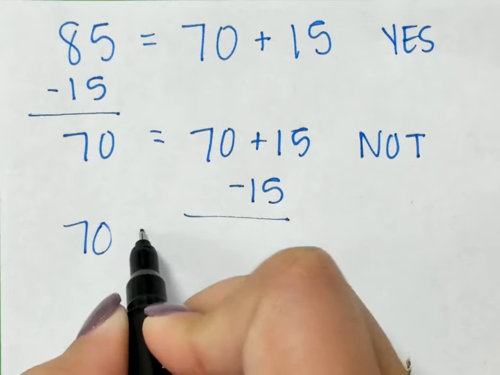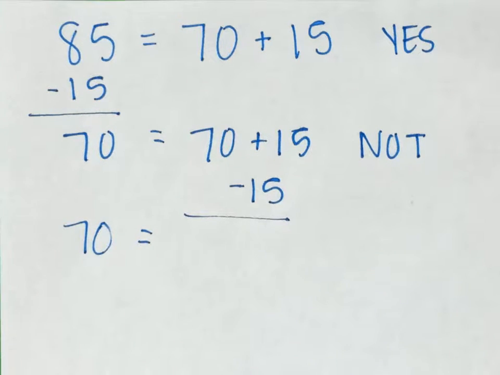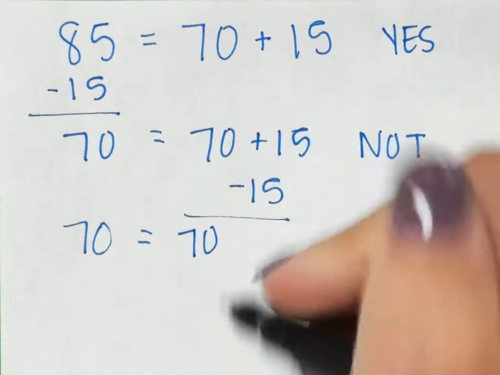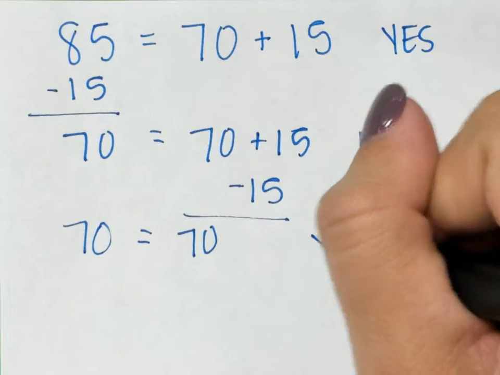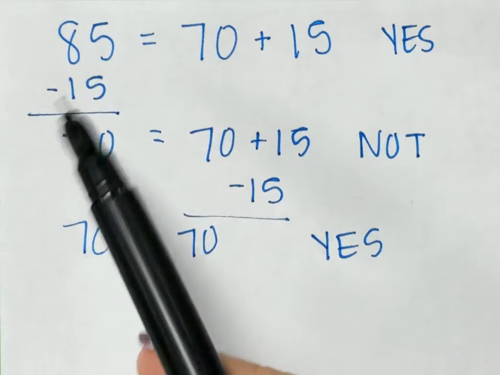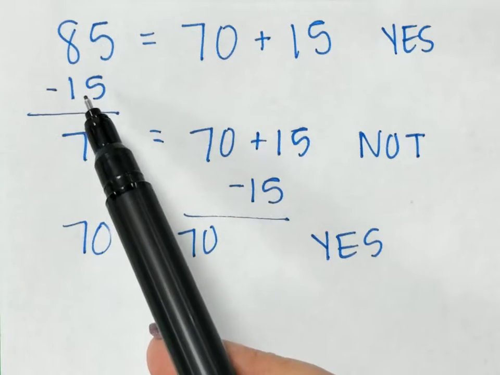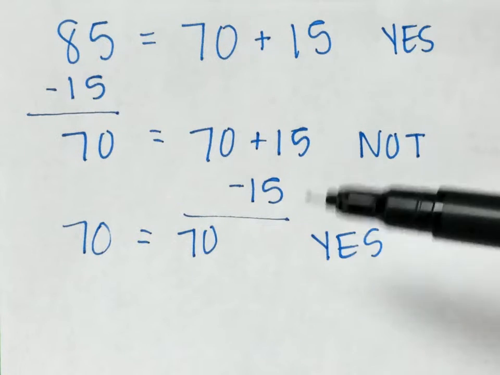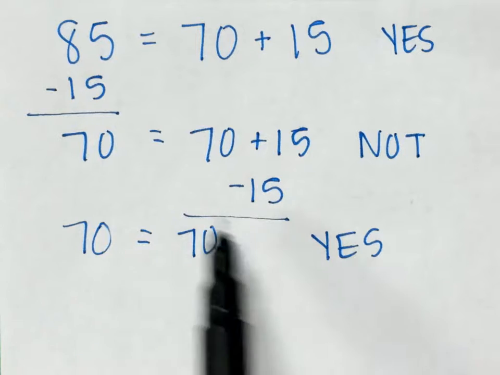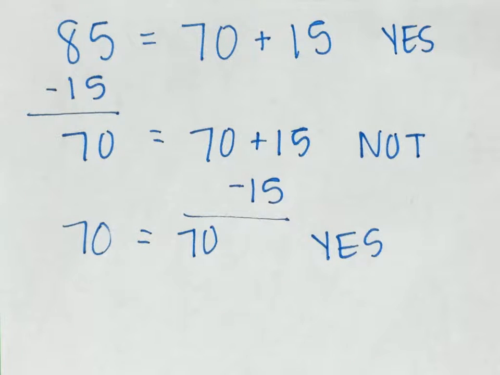So what if I subtract 15 from the right-hand side now? Does it make it equal? What is 70 plus 15 minus 15? 70. So is 70 equal to 70? Absolutely. So I subtracted 15 from my left-hand side, and I also subtracted 15 from the right-hand side, and I ended up with another equation that is true.